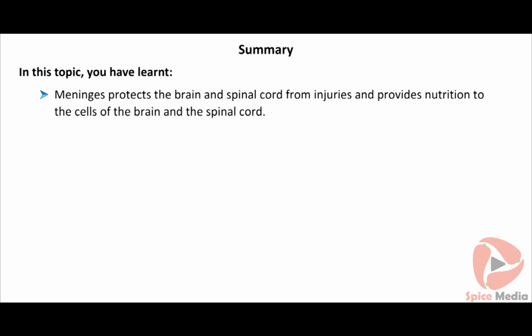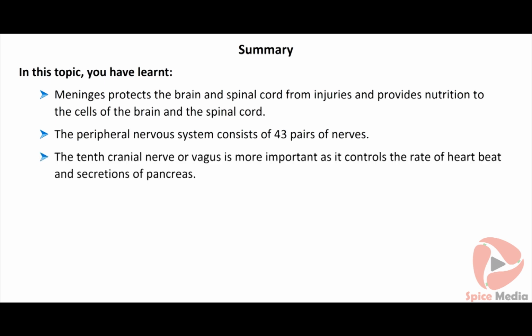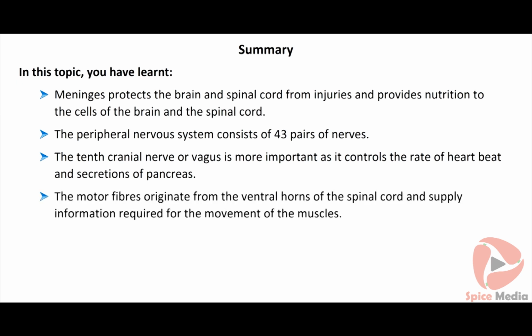Meninges protect the brain and spinal cord from injuries and provides nutrition to the cells of the brain and the spinal cord. The peripheral nervous system consists of 43 pairs of nerves. The 10th cranial nerve or vagus is more important as it controls the rate of heartbeat and secretions of the pancreas. The motor fibers take their origin from the ventral horns of the spinal cord and supply information required for the movement of the muscles.